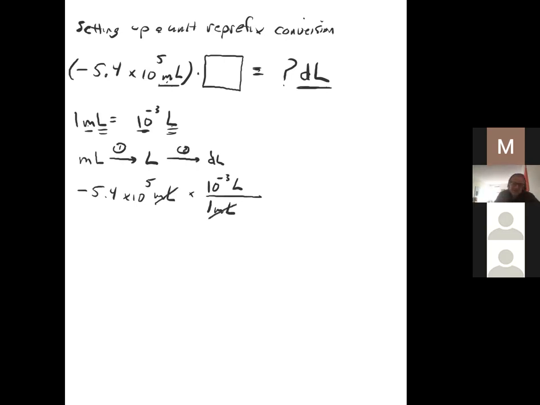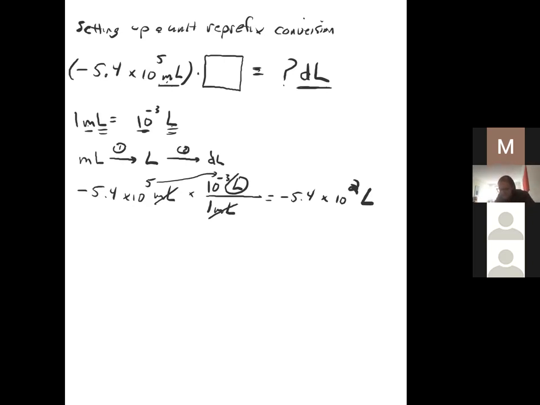Now, again, the nice thing about the scientific notation is that if you're multiplying powers of 10, all you got to do is add the exponents. So you're still going to have your negative 5.4. You don't affect that. And then 5 and negative 3. Just add those exponents. 5 plus negative 3 is 2. So now you have 10 to the 2. But now it's in liters. Okay. So now we've got it into liters.